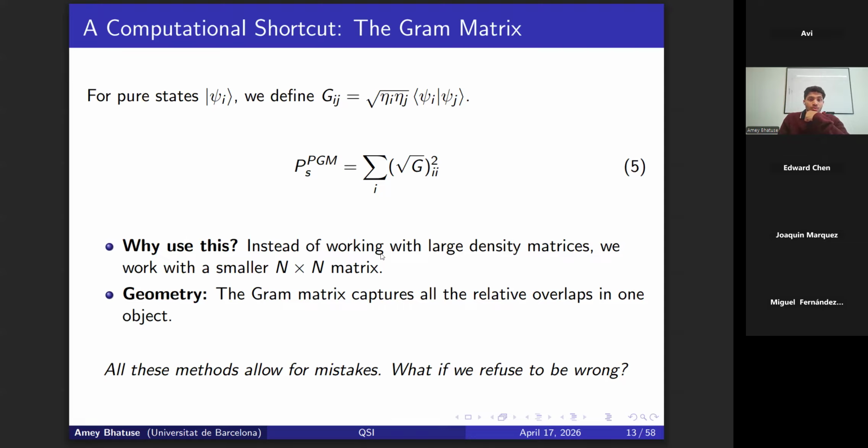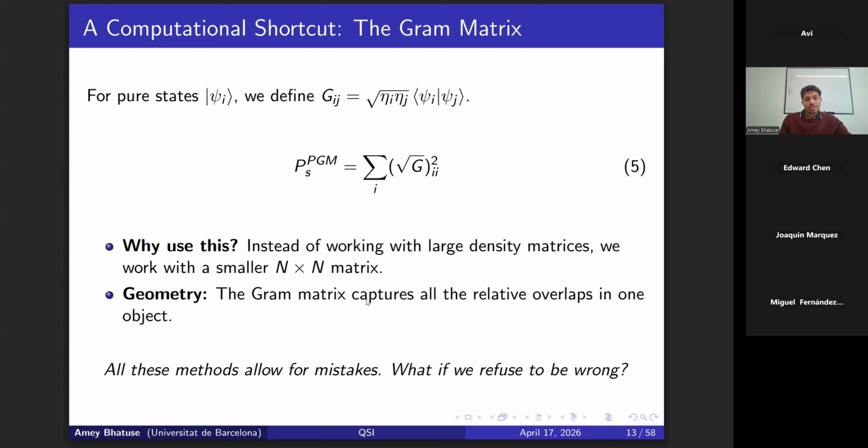And why do you want to use this? It's because instead of working with large density matrices where you have 2 raised to n by 2 raised to n elements to deal with, we can work with a smaller matrix that is only n by n, where you have n states. And so the Gram matrix captures all the relative overlaps in just one object, and you get the success probability by just checking the diagonal of that Gram matrix.